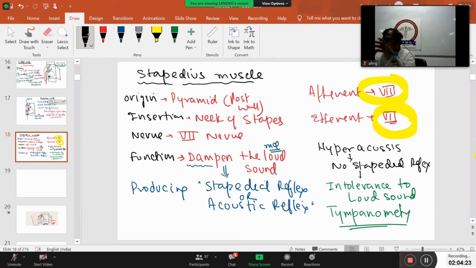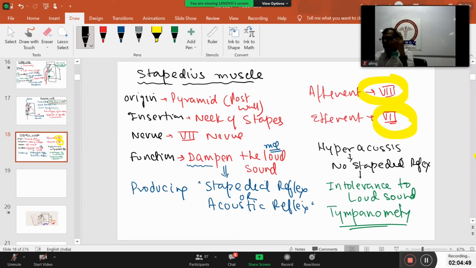The first joint is called incudo-malleolar joint. What type is it? Saddle joint. And the second joint is incudo-stapedial joint. What type is it? Ball and socket. And of the 6 boundaries, the roof is called tegmen tympani. It separates the middle ear from the temporal lobe of the brain.